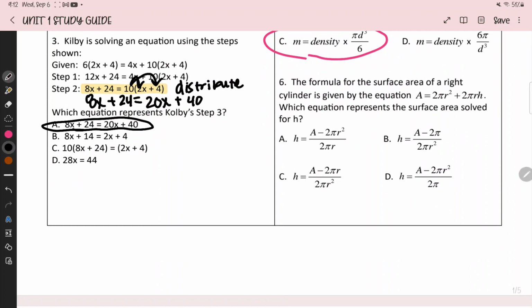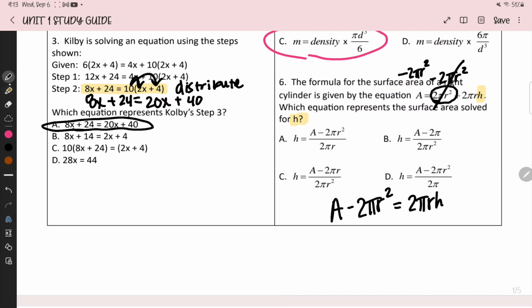All right, number 6. They tell us we're solving for h here. Solve for h, so I need to isolate that h. The first thing I'm going to do is move away the term that's being added on to h. So I'm going to subtract it away, moving it to the other side. So minus 2 pi r squared on both sides. When I do that, it's going to be gone from the right, and I'll have a minus 2 pi r squared is equal to 2 pi r h.